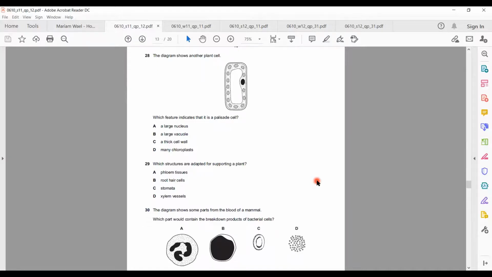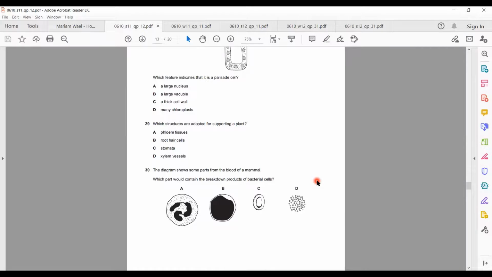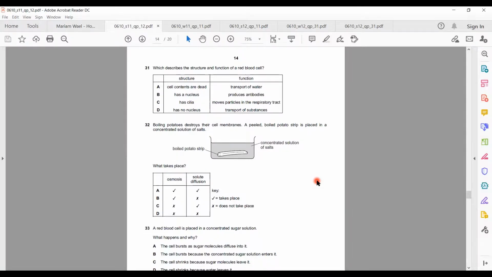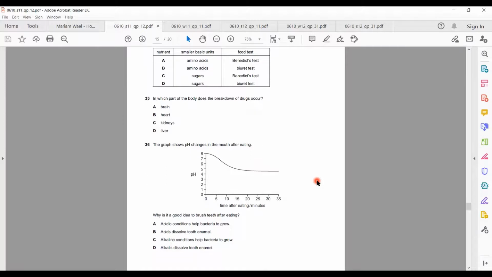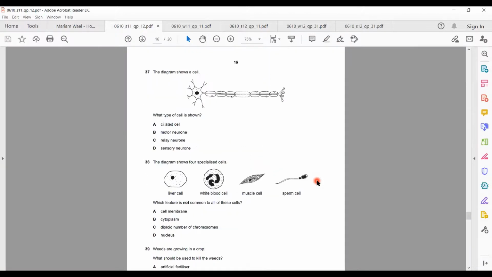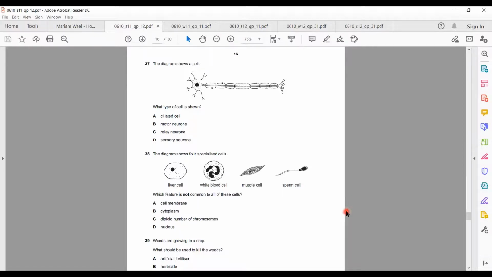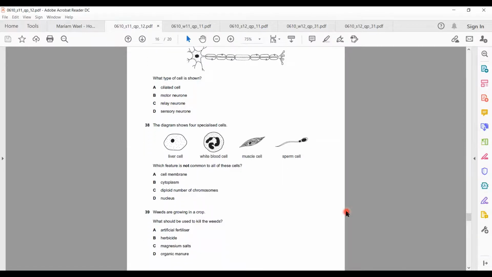No. That contain breakdown products, bacterial cells. No. I think that's it. What is this? Never mind about this. This is chapter 13. Number 38. Of course, this is something from the coming chapter. Yes, of course, you know it.